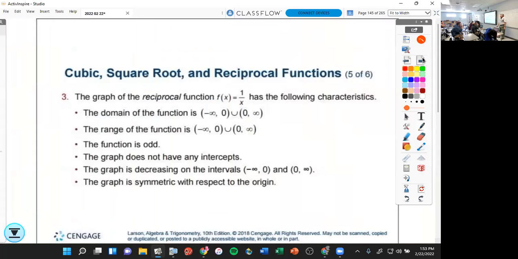Reciprocal function, what's it look like? If the reciprocal function is 1 over x, what's that look like? We've done all these before, right? After I've drawn them, do they kind of ring a bell? Oh yeah, we've done that before. Okay. Reciprocal function, what's it look like?